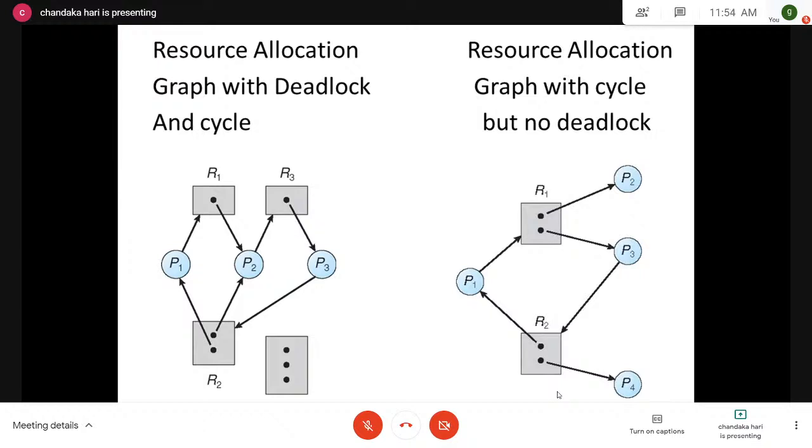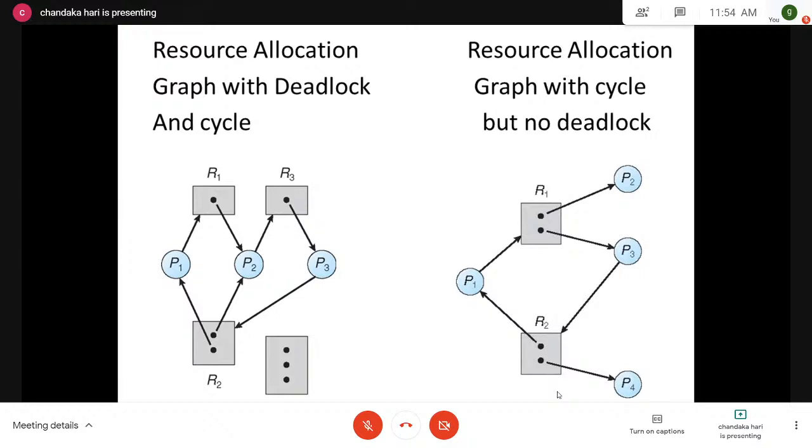Now, what happens? In this particular one, we observe it. You have got a cycle. Hence you can say that it is in deadlock. But this particular one is not in a deadlock state. Can you see this? Now process P1 is holding R2 waiting for R1.